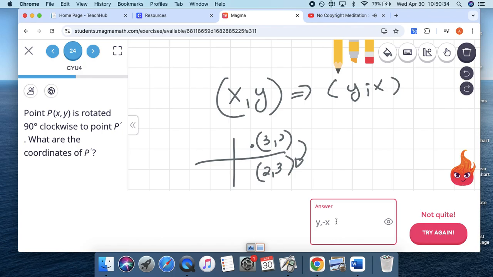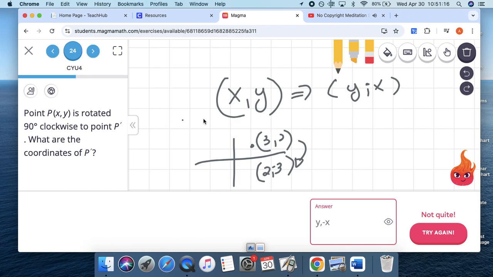Not quite. What in the world? Oh, clock. Yeah, I did that. 3, 2, 2 comma, negative 3. I don't like this. Oh my God. What is wrong with this?